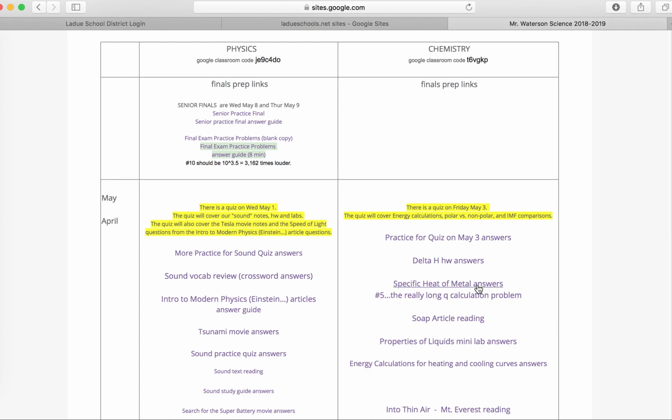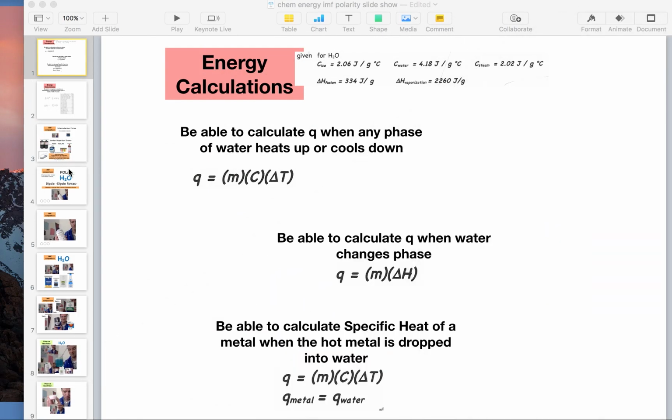When we dropped that cube of metal into our styrofoam cup of water, that has a lot of good problems and questions on it as well. I gave you a packet called Delta H homework. I really like a lot of the examples in that one. So those assignments are really what I used to put together this practice quiz, and also what I'll use to put together the real quiz that you'll be taking. Once again, please be using our website to help you review.